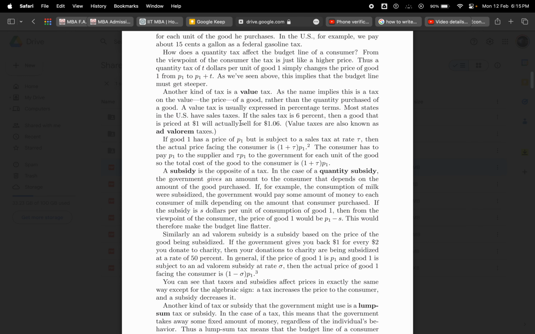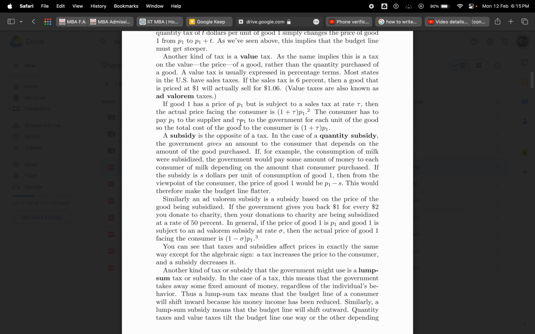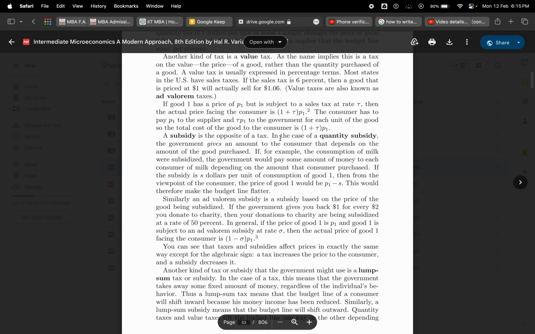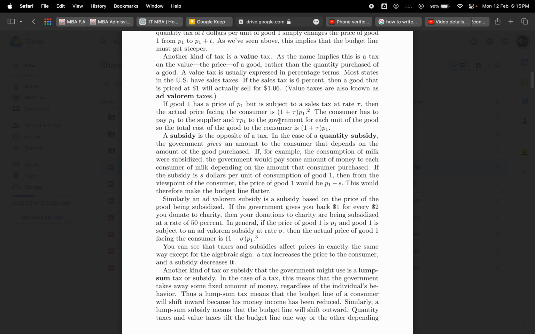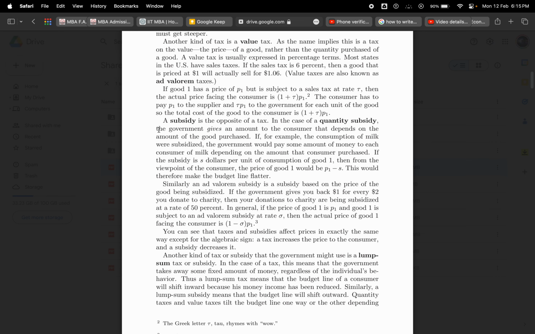Most states in the US have sales tax. Sales tax and value tax and ad valorem tax are almost the same, synonymous to each other, and we denote them as 1 plus T into price. The consumer has to pay P1 to the supplier and TP1 to the government for each unit. Okay. Interesting. All of this will matter when we start calculating for numericals.